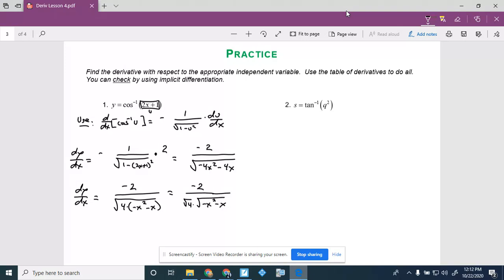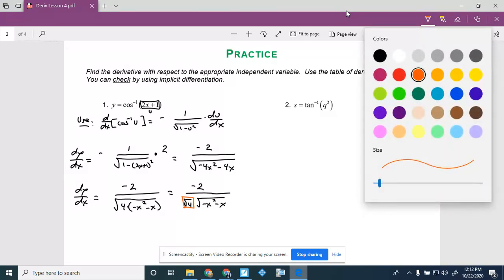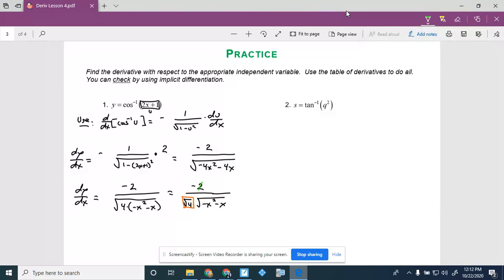Hopefully you're seeing that. You're like, well, what was the point of doing all that? Well, what's the square root of 4? The square root of 4 is just 2. So this is going to cross out with that. I'm going to be a little bit lazy here and not rewrite it as 2. And so now my final answer is dy dx equals negative 1 over radical negative x squared minus x, and that's good enough for me.